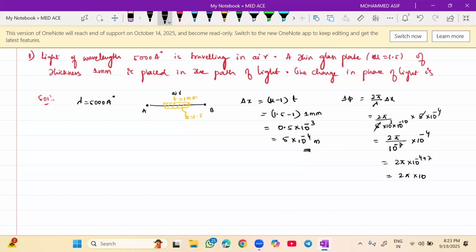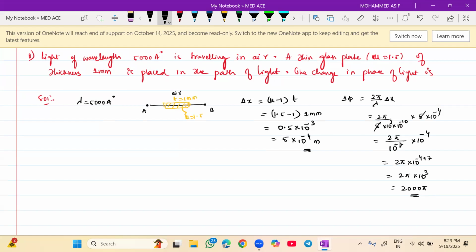How much is it? 3. So the answer will be equal to how much for me? 2000 pi will be the path difference. Am I clear? Am I clear? Yes, sir.